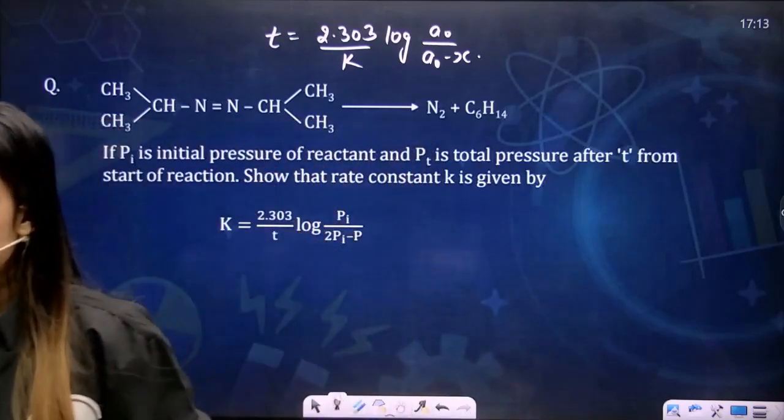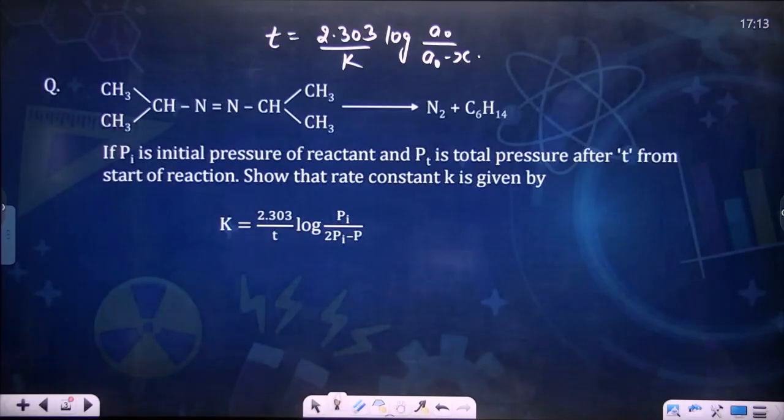Before that, let me just see the temperature. I am feeling a bit warm. Okay, perfect. I hope it's on now.